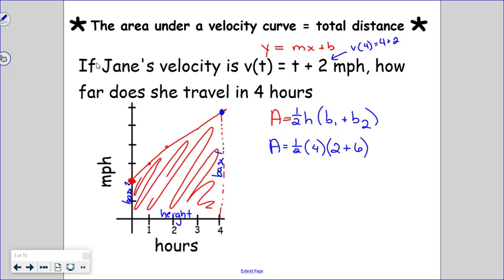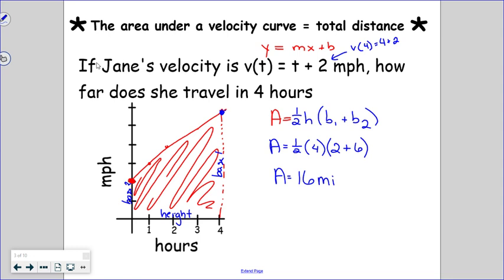All good so far? Okay, so I'm just finding the area of this trapezoid using my trapezoid formula. 1/2 times 4 would be 2. 2 times 8 would be 16. Label. What do you think? Miles. Yep. Miles per hour times hours leaves you with just miles.